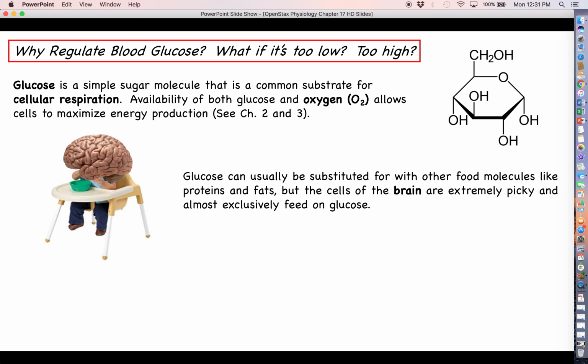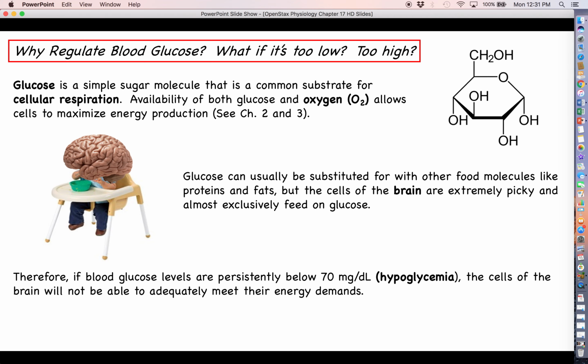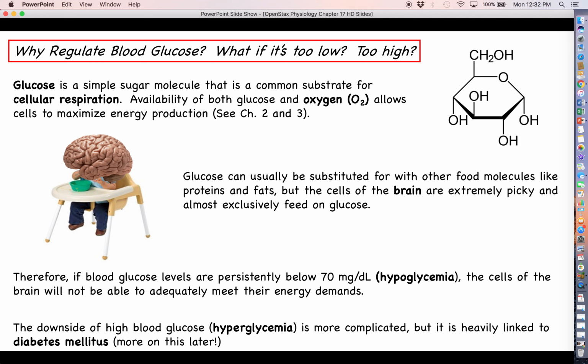The brain is a very picky eater. It's like a 2-year-old that only wants to eat macaroni and cheese and chicken nuggets, right? You can't really get the cells of the brain to do cellular respiration with anything other than glucose. You can't get it to feed on lipids. You can't get it to feed on proteins. So this is why it is a problem if you end up with hypoglycemia, meaning blood glucose levels persistently below the normal range, below 70 milligrams per deciliter, because the cells of the brain will not be able to meet their energy demands if they don't have glucose to feed on.